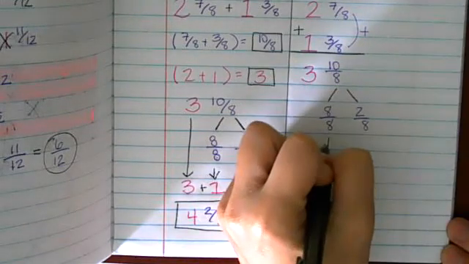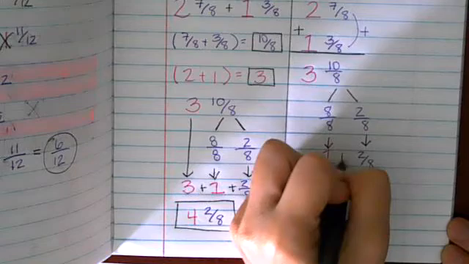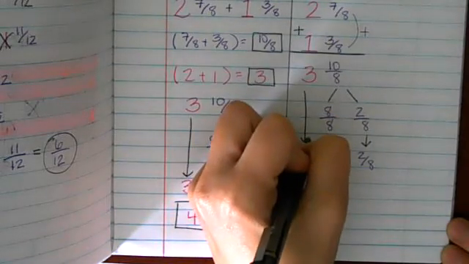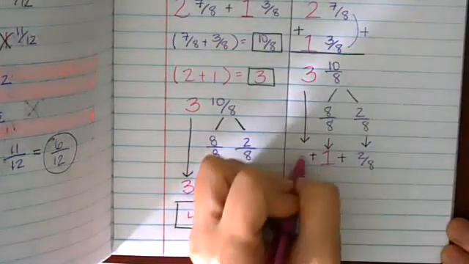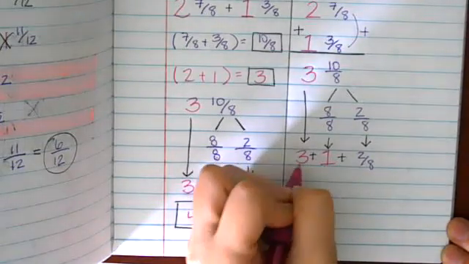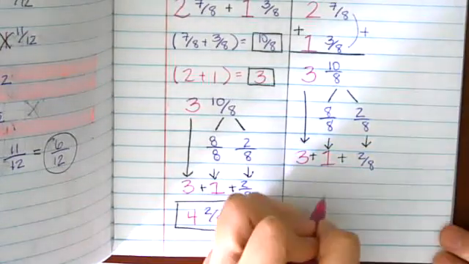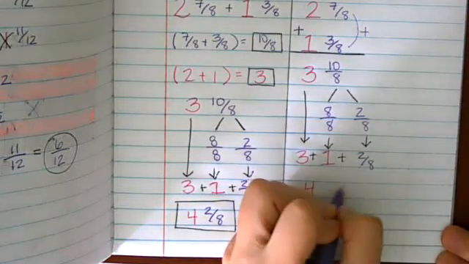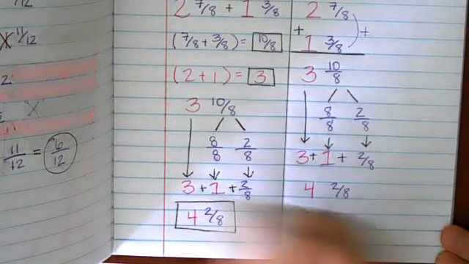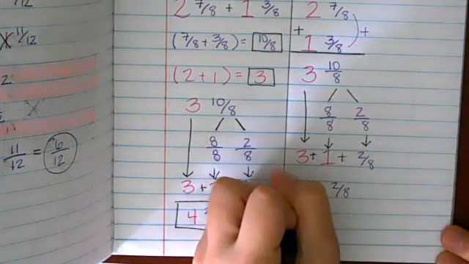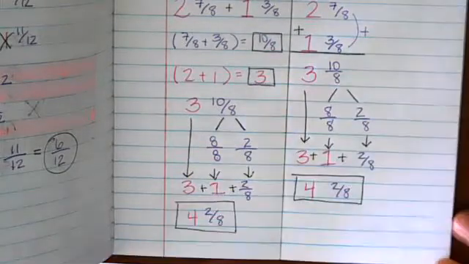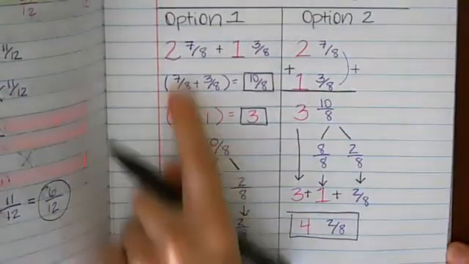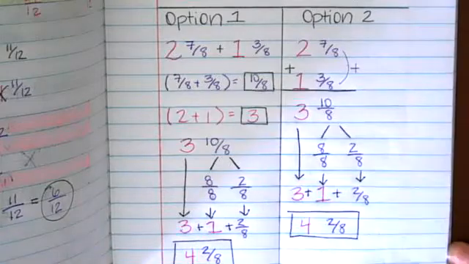Just bringing everything down so that way we can see all of our parts and we don't forget anything. So I have 3 plus 1 plus 2/8, which is again 4 wholes and 2/8. Either way you write this, we are going to get the same exact answer. This is using algorithm. This time we are writing it across. This time we are stacking it up and down.